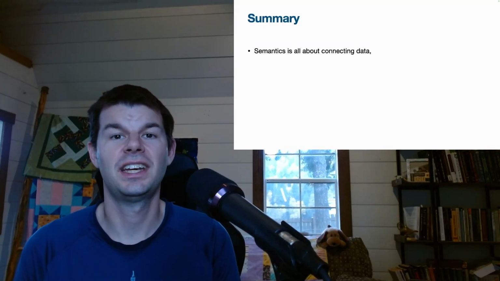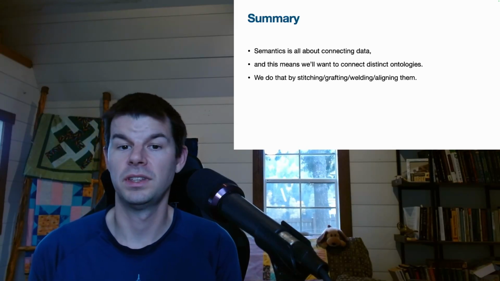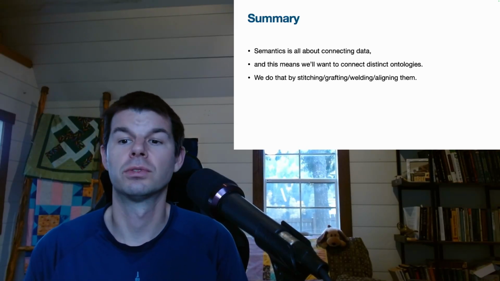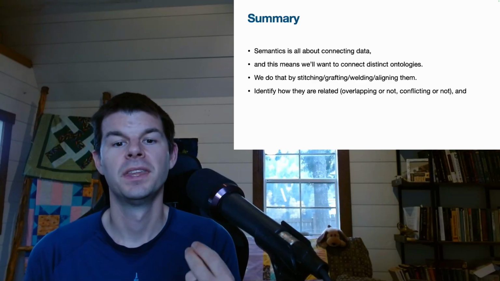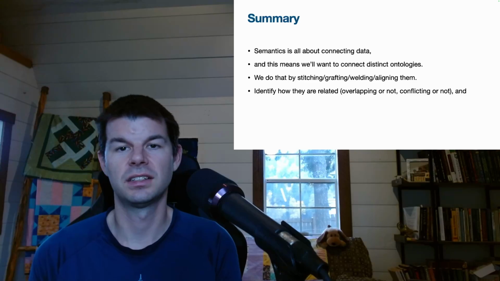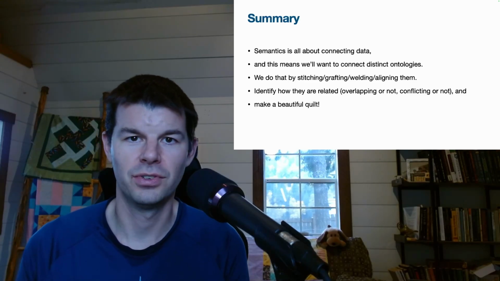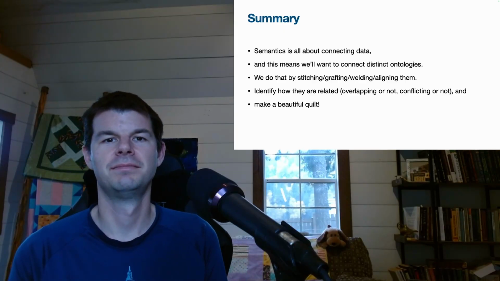Semantics is all about connecting data, and this means we'll want to connect distinct ontologies, two or more of them. We can do that by stitching or grafting or welding or aligning them, and that involves identifying how they're related, whether it's overlapping or not, conflicting or not, and then making a beautiful quilt or Frankenstein, whatever you like.